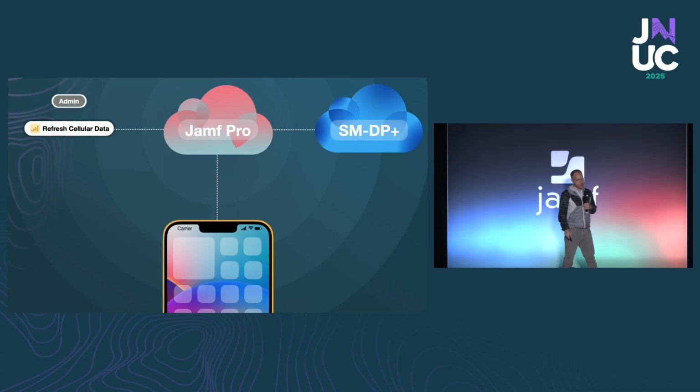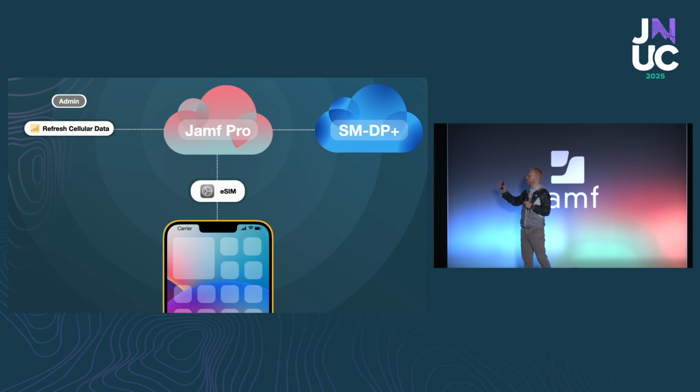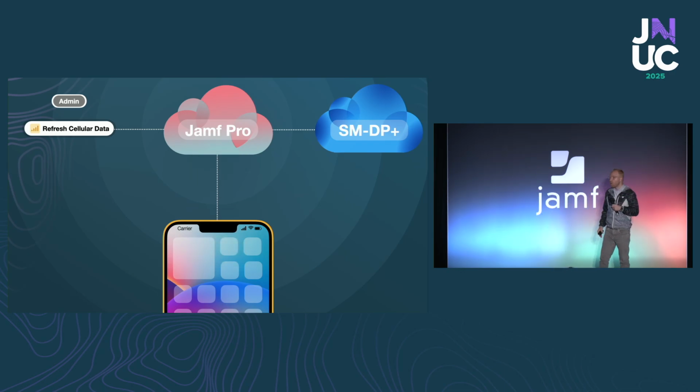What that does when it's triggered is it sends a command through Jamf Pro. Jamf Pro reaches out to the SM-DP+ server. We then get an eSIM profile that gets returned back to us, and we then push that eSIM profile back down to the device and install it over the air. So this is wonderful. This is a way that Jamf Pro can help you distribute eSIM profiles, but I'm showing you this here at one device.